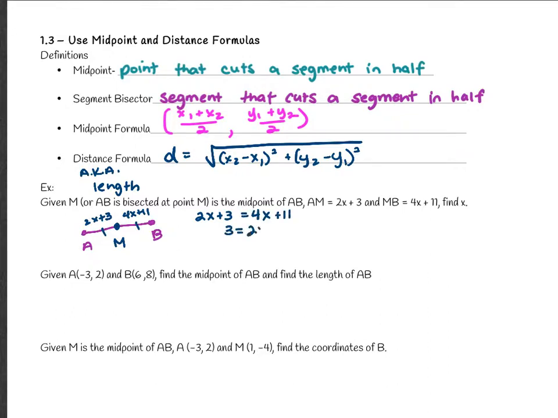Subtract the 2x. Subtract the 11. It's a bad example because you can't have a negative length. You can have a negative x, but you can't have a negative length, and if you plug that in, it's negative. But you get the point. I should change that sign.